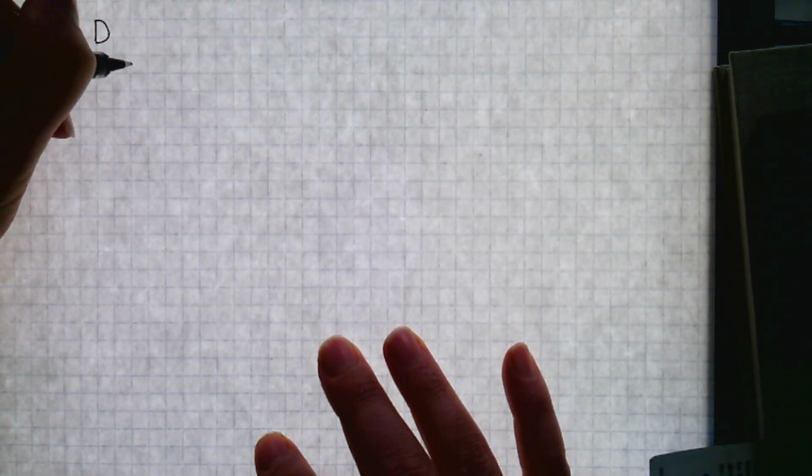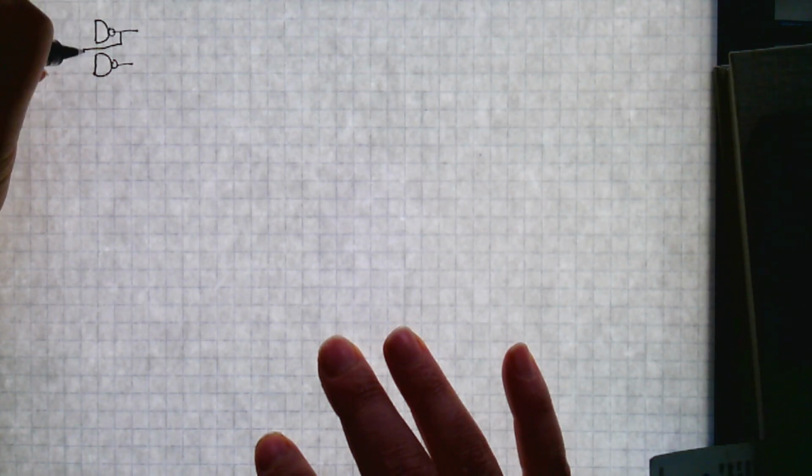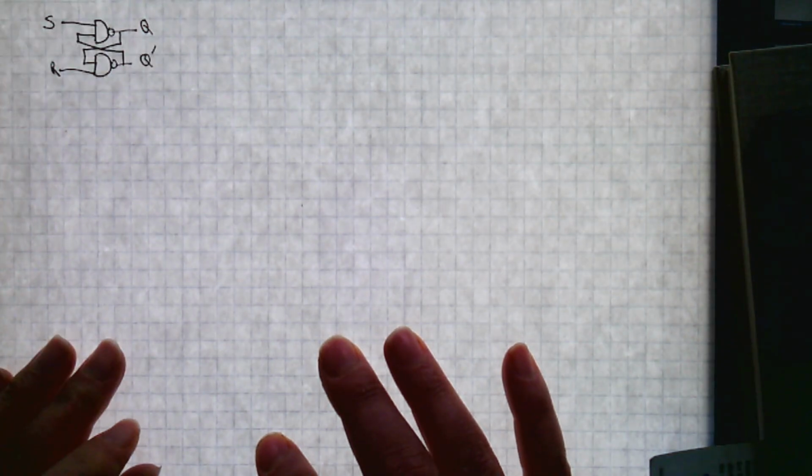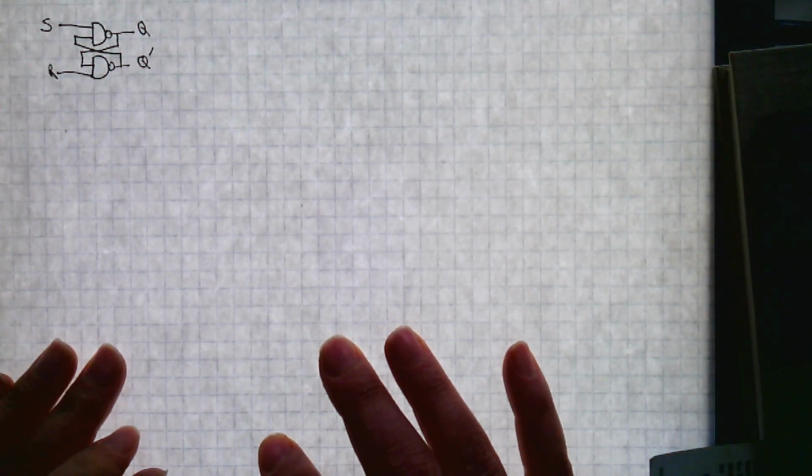These are called cross-coupled NAND gates. And so we'll go in like this, and then we're going to go in like this, and we're going to call this S, and we're going to call this R. This will be the output Q, and this will be the output Q prime. And that is an SR latch. And that's it. That's your first, most elementary storage element.